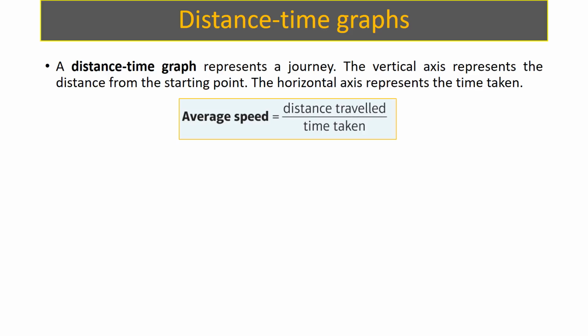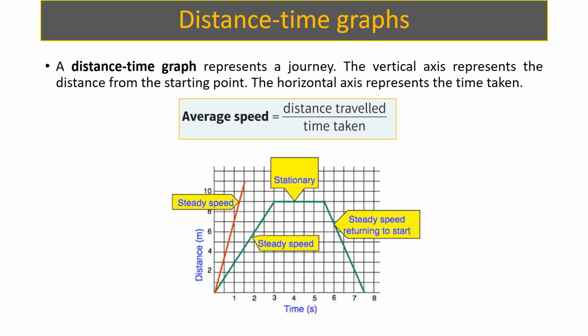In this video, we're going to look at distance time graphs. You need to know that distance time graphs represent a journey, and the vertical axis represents the distance from the starting point, and the horizontal axis represents the time taken. If you want to work out the average speed, you need to divide distance traveled by the time taken. When you see a graph, you need to be able to interpret and read the information from it.